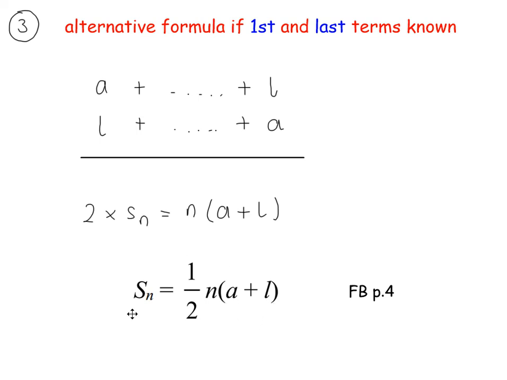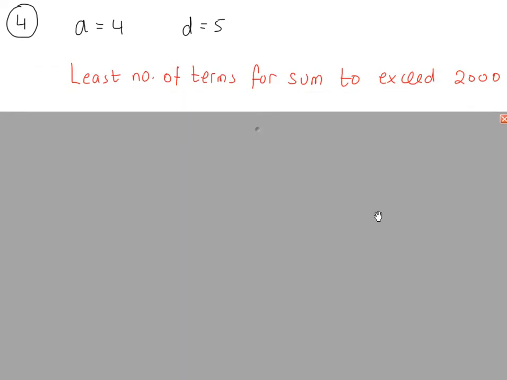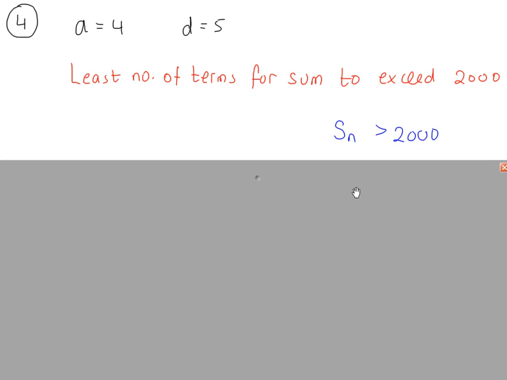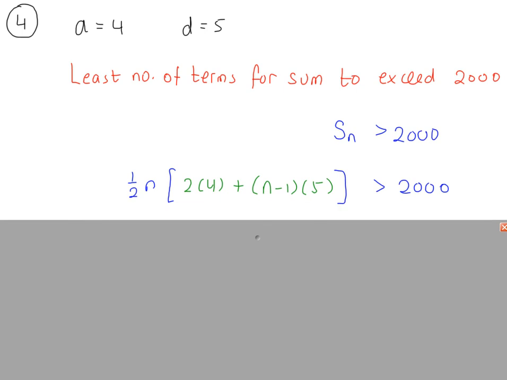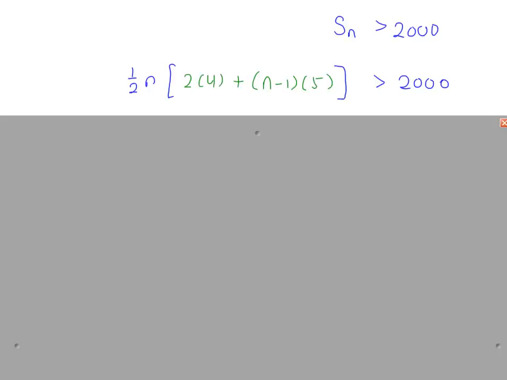An example: the first term is 4, the common difference is 5 in an arithmetic series. What is the least number of terms for the sum to exceed 2000? So the sum of n terms greater than 2000. An inequality to solve. So using the formula for the sum of n terms, this formula, we substitute the numbers in that we know, and then solve the quadratic.